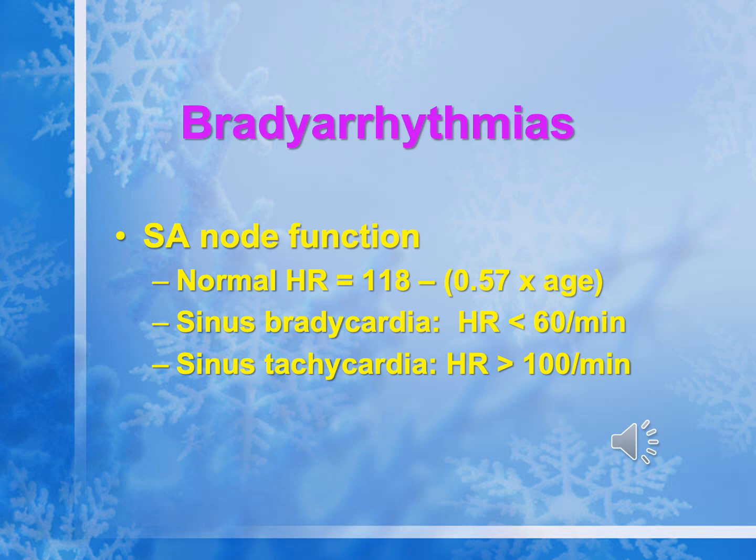The normal heart rate is calculated as 118 minus 0.57 times the age, so it is somewhat age dependent, with younger patients having faster heart rates than older patients. Again, the definition of sinus bradycardia is heart rate less than 60, while sinus tachycardia, or any type of tachycardia, is represented by a heart rate of greater than 100 beats per minute.